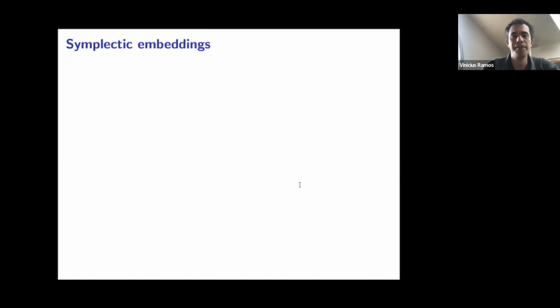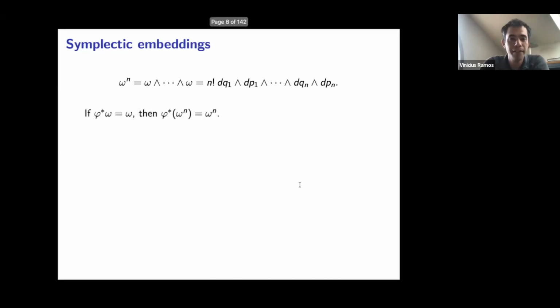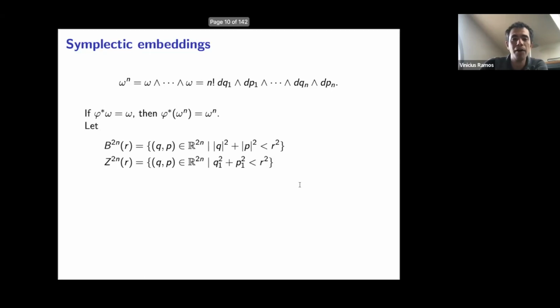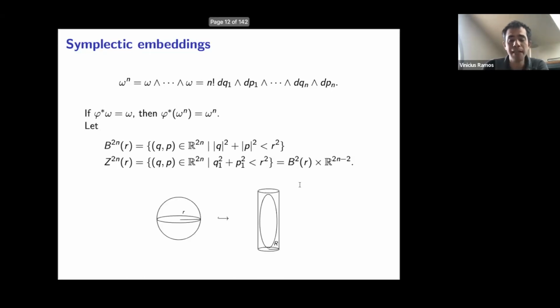So let's start with the symplectic embedding question. I think we also all know that the nth power of the symplectic form is the volume form in R^2n up to a factor, which means that if you preserve the symplectic form, then you preserve the volume form. Now we can talk about the basic question that Gromov looked at in the 80s, which is, given a ball and a cylinder, when can you embed the ball into the cylinder?